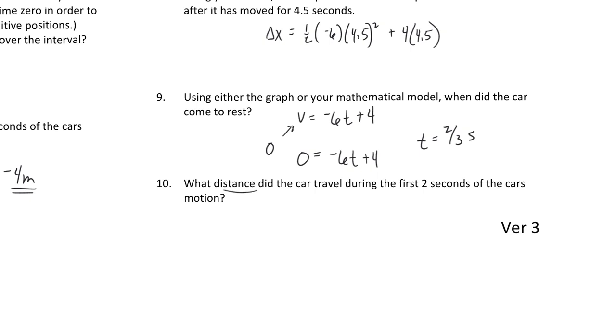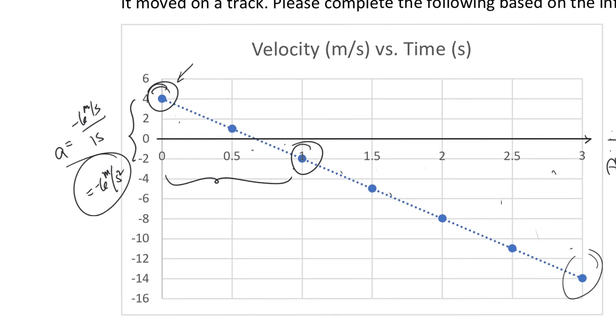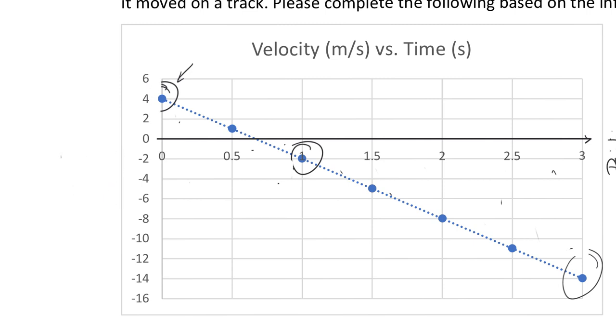What distance did the car travel during the first 2 seconds? Well, I have 2 ways to do that. One of them is to go back and do the areas. That's probably the way you guys did it. You don't have to do it this way. You guys did it, so I'm going to do it that way. 2 seconds, though. That's my boundary.